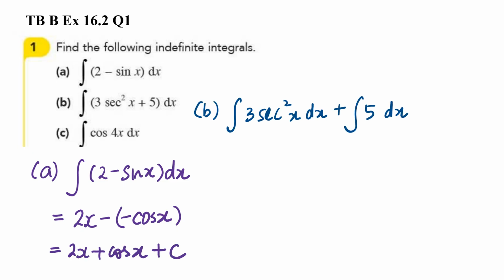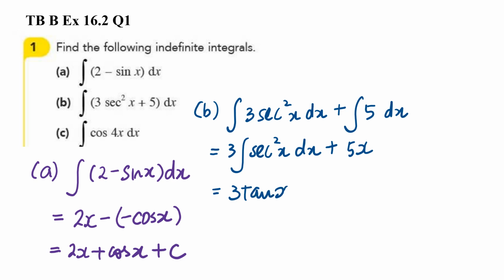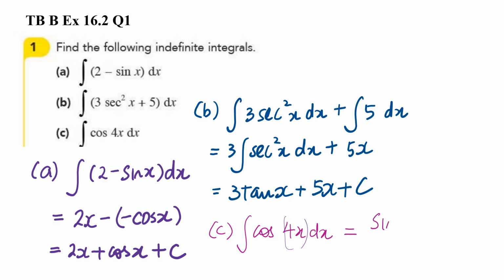Okay, we can just pull 3 out from the integral sign. So you get 3 tangent x plus 5x plus c. And for cos 4x, okay, integrate cos 4x, you get sine 4x, but not to forget, you need to divide by the differentiation of 4x. So you can just bracket 4x, just to remind you that you need to do one more step, that is divide by 4. So you can write it as 1/4 sine 4x plus c.